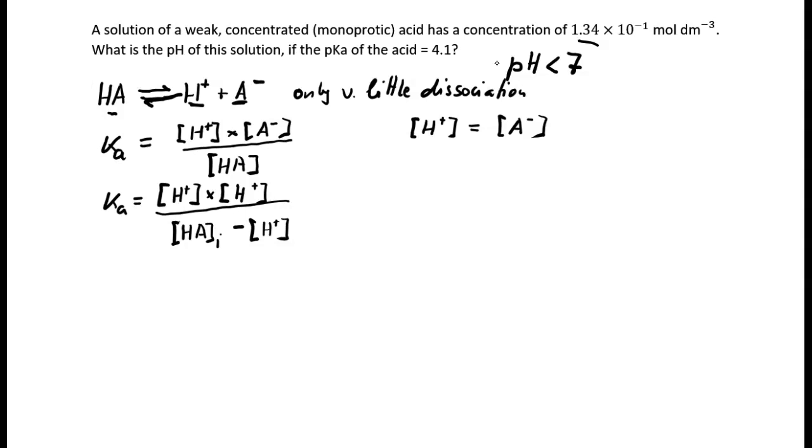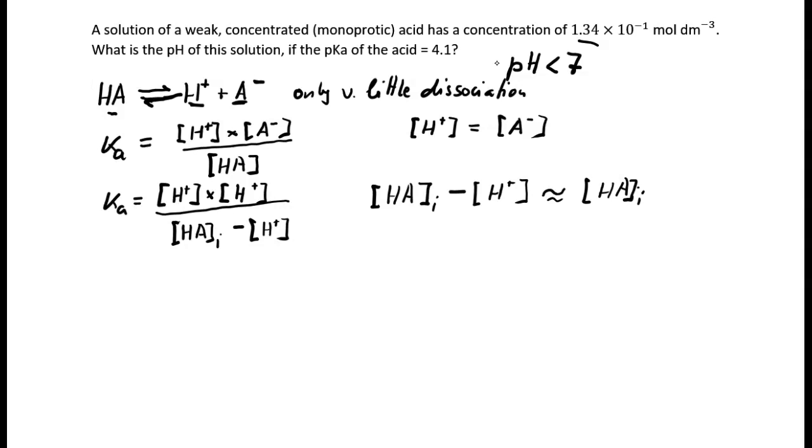Now, this looks a little bit complicated. In fact, it would be a quadratic equation, but we can do a little bit of simplification, because we can say, well, the acid doesn't really dissociate. So the term, the initial concentration of the acid minus what has been dissociated, is probably still pretty much our initial concentration here, because not much of the acid has actually been dissociated.